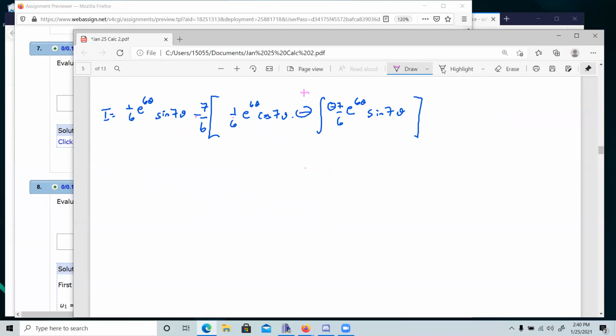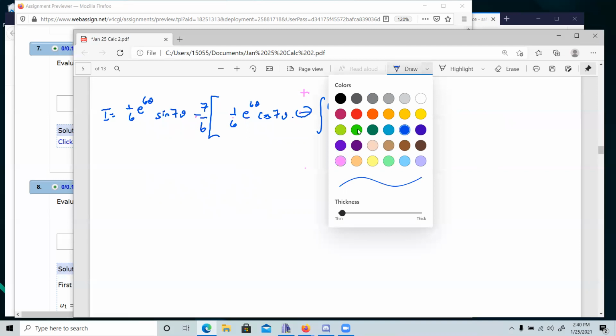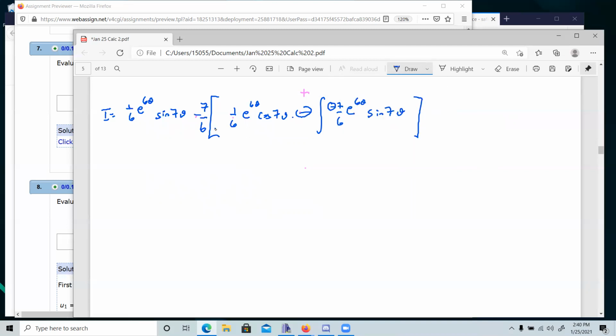So we're going to have I equals 1/6 e to the 6 theta sine 7 theta, minus. This minus gets applied to that, so that's 7 over 36, 6 times 6, e to the 6 theta cosine 7 theta, and it is turned into a plus because of this sign and this one, so we have minus, it's going to be minus integral.